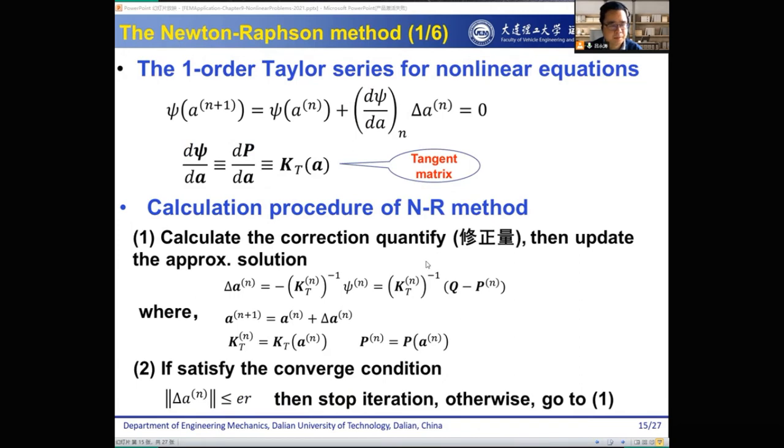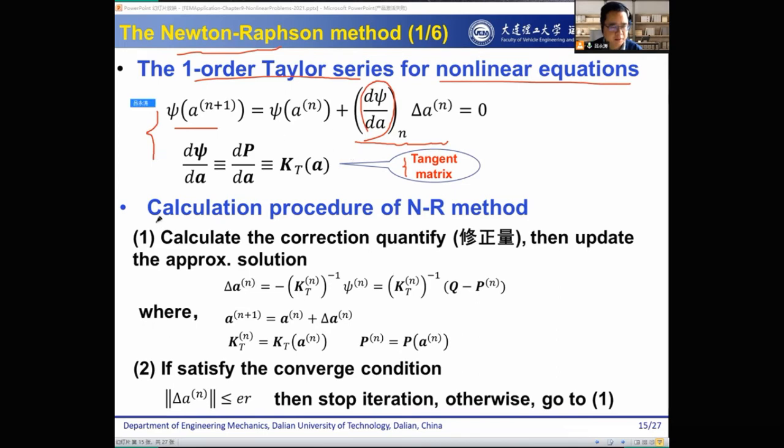Okay, the second type of method to solve nonlinear equations is the Newton-Raphson method. The Newton-Raphson method is also used a lot in mathematics and in software. This is the first order Taylor series of the nonlinear equation, and this term we call the tangent matrix. So the Newton-Raphson method is based on the first order Taylor series for the nonlinear equation.